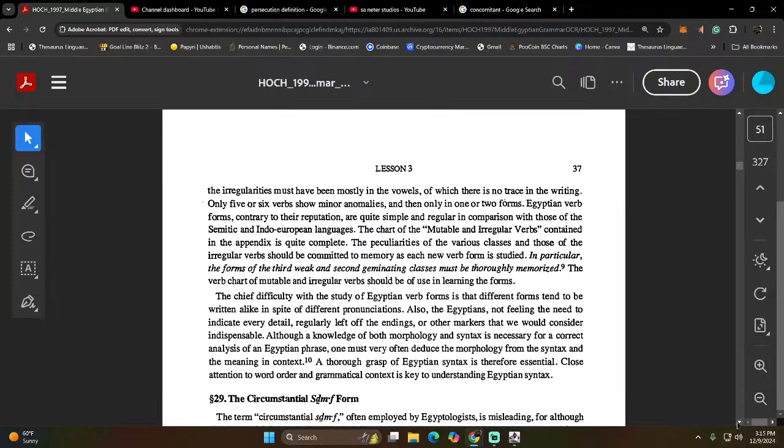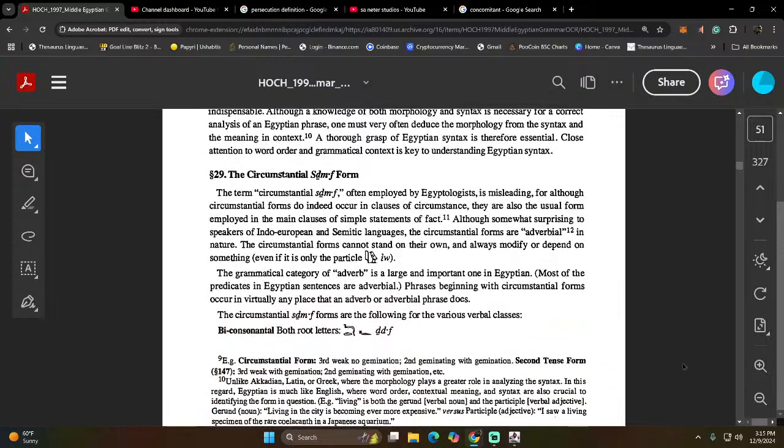Yesterday we learned a lot about this. It says the circumstantial form.